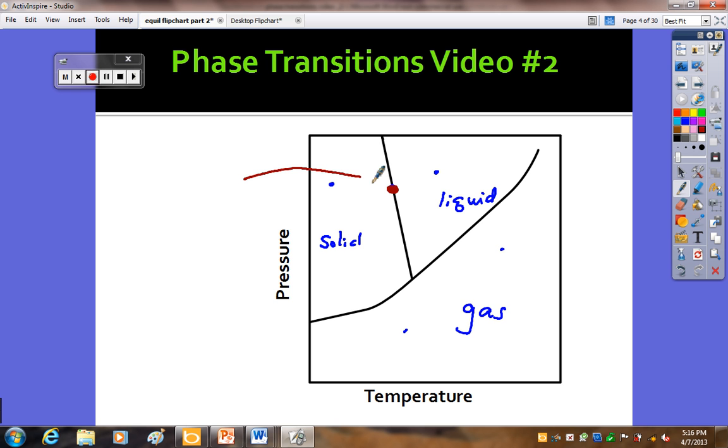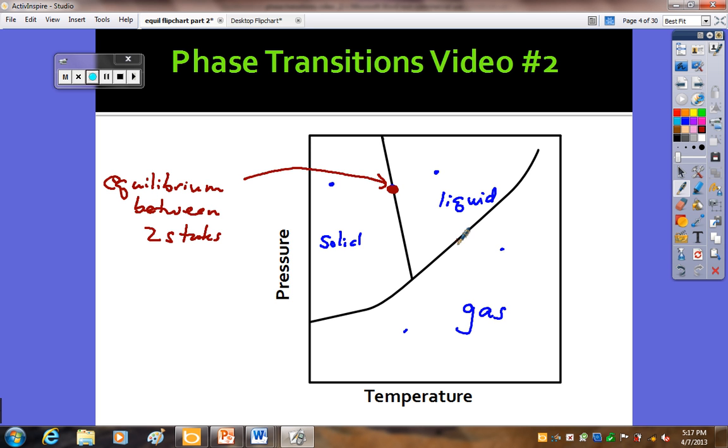Any point on the line is going to be an equilibrium between two states of matter. So this is an equilibrium point between solid and liquid. You have both solid and liquid present at the same time, going back and forth, melting and freezing, so that overall you see no net change.